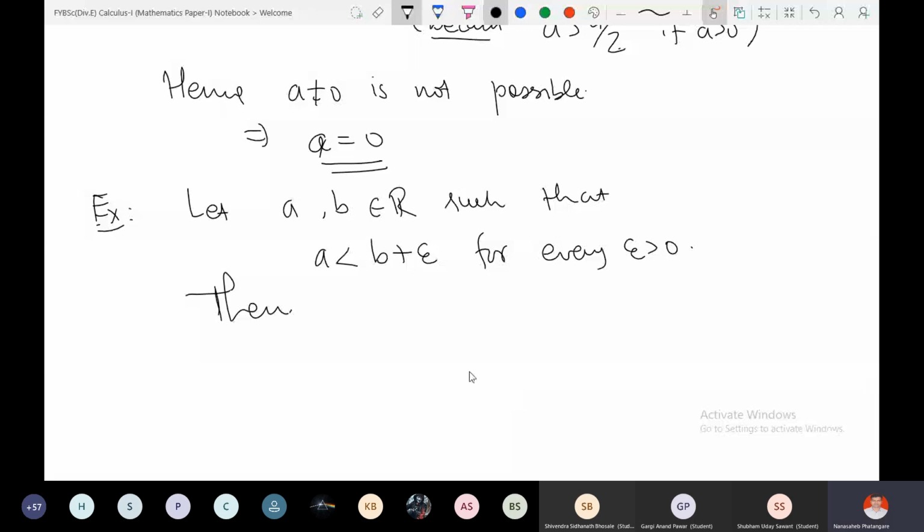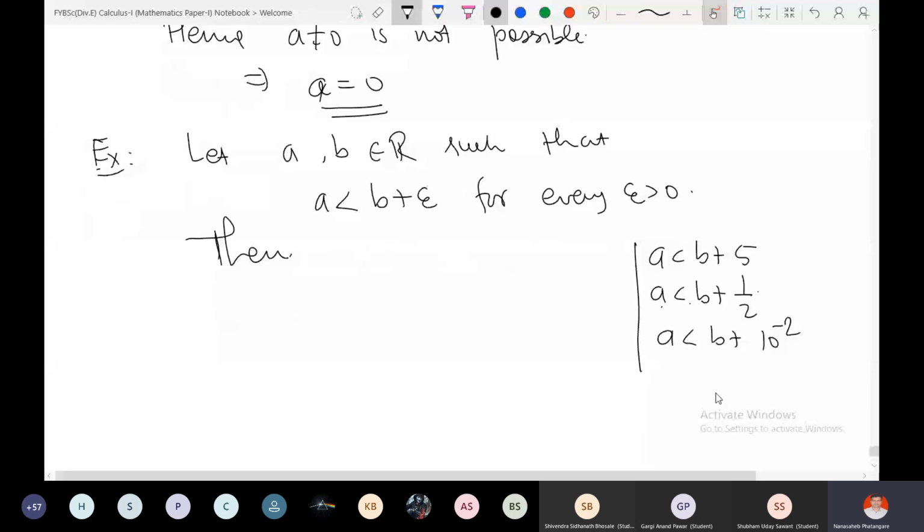Do you understand? A and B are real numbers, and A is less than B plus epsilon for every epsilon, whatever positive epsilon you select. Please understand what "for every epsilon" means. You choose any epsilon, A is less than B plus epsilon. A is less than B plus 1 by 2, if I select epsilon equal to half, then also A is less than B plus 10 raised to minus 2, when my epsilon is 10 raised to minus 2.